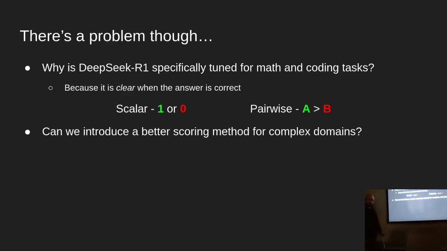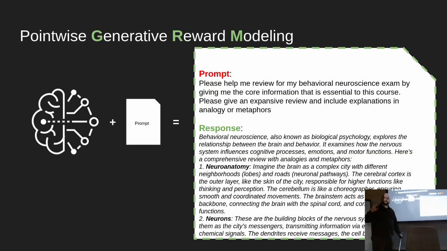So I'm going to pull an example directly from the paper here. Sorry for blinding everyone with the white. All right, so this is directly from the paper for generative reward modeling using pointwise. We'll talk about pointwise in a second. So the prompt was basically, please help me review for my behavioral neuroscience exam by giving me the core information that is essential to this course. Please give me an expansive review and include explanations and analogies and metaphors.